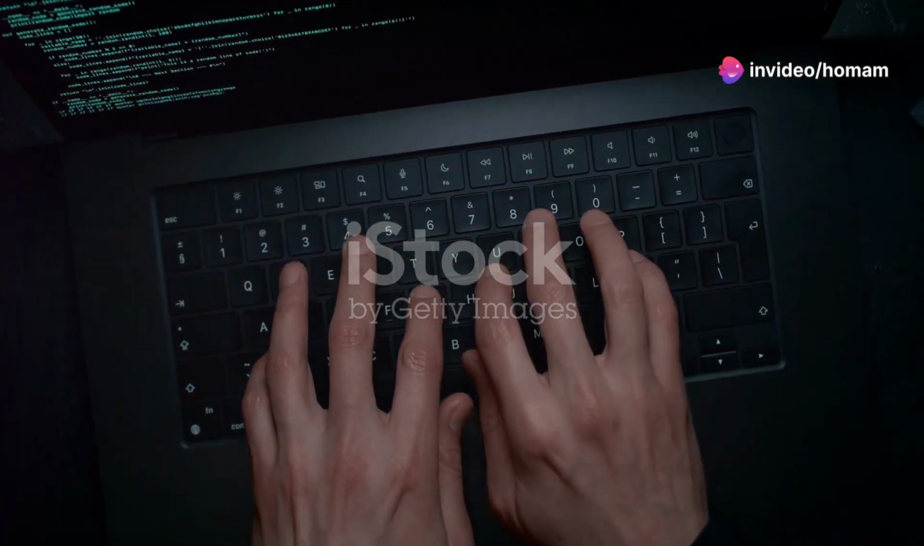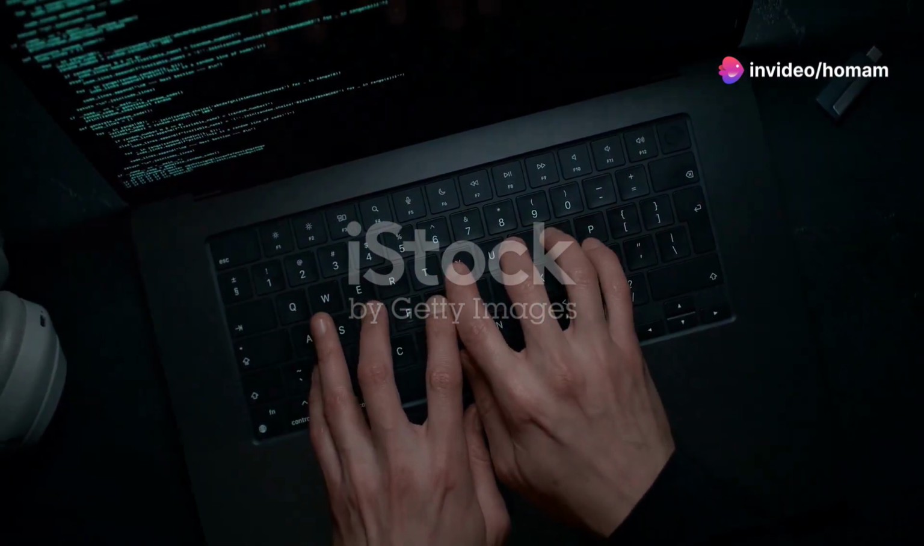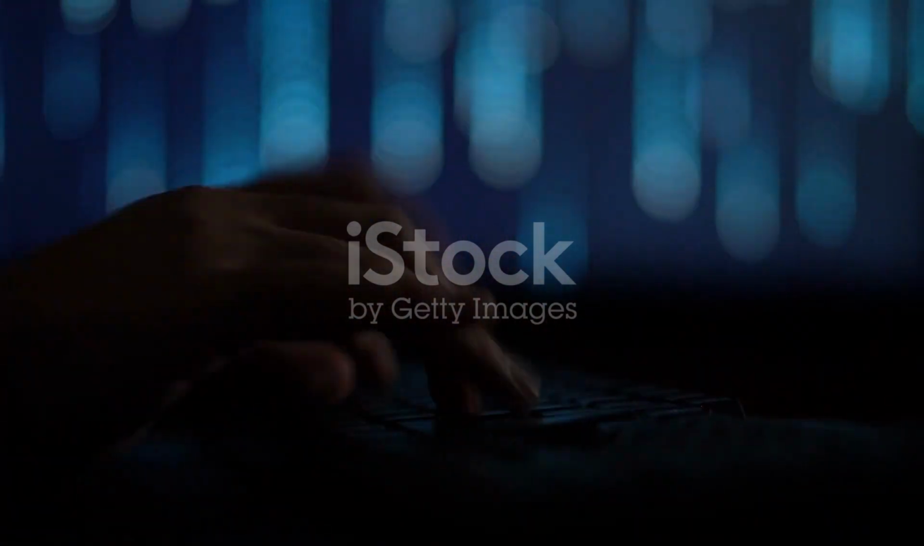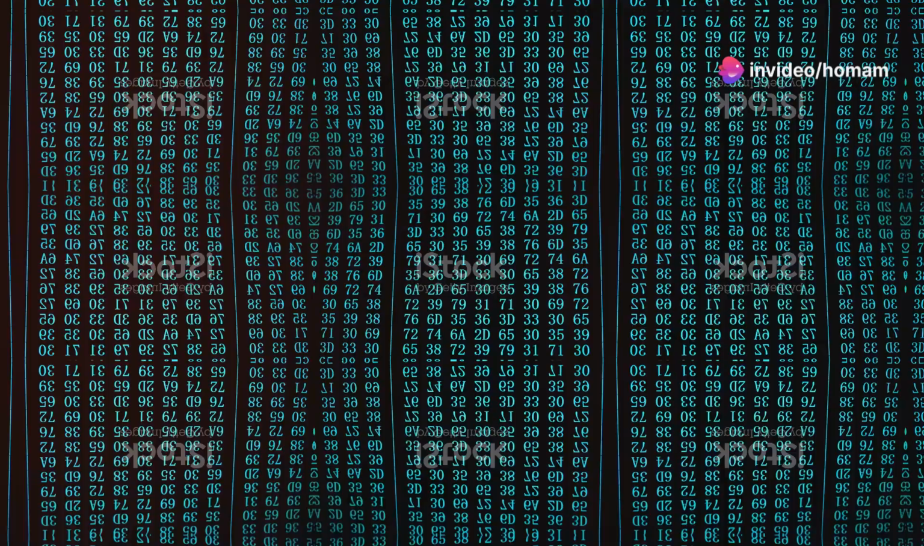Hash functions are everywhere in the digital world. From securing passwords to enabling blockchain technology, they are the unsung heroes of cryptography and data integrity. But what exactly are hash functions? Let's dive in.